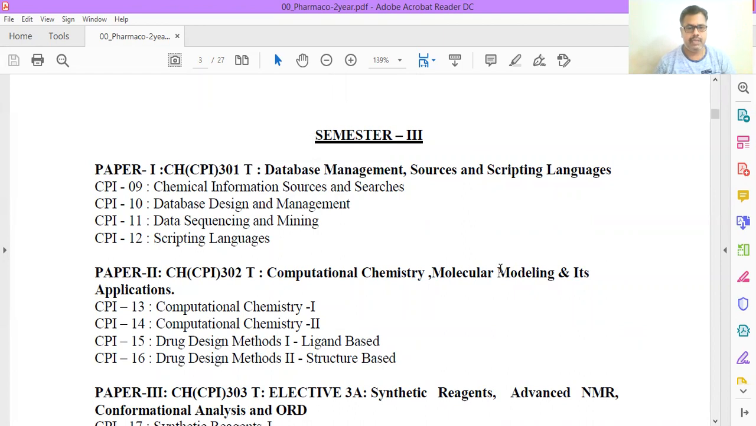And the second paper you have is computational chemistry, molecular modeling and its application. In this there are two sections. Units 1 and 2 are computational chemistry 1 and 2, and the third and fourth units are drug designing methods 1 and 2. One is ligand based methods, another one is structure based methods.